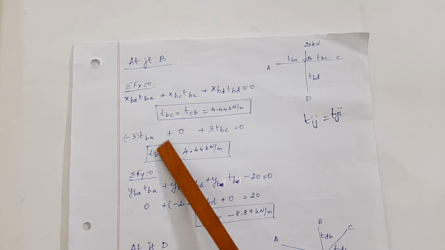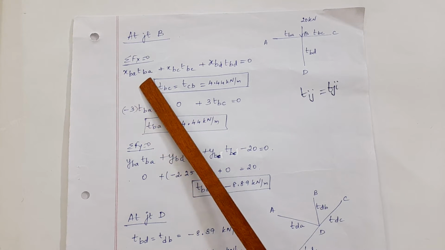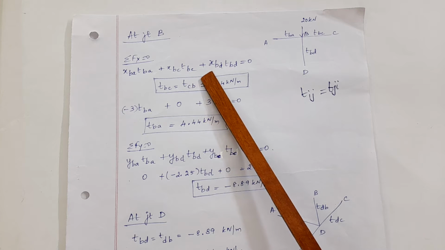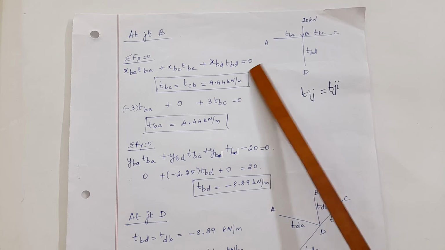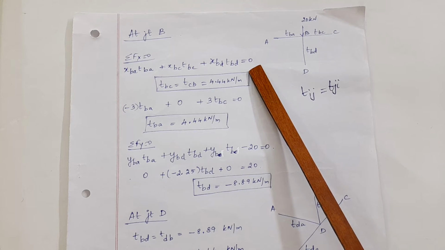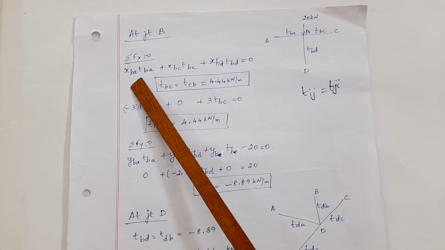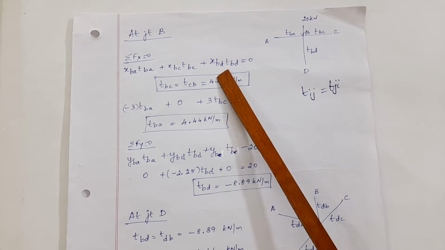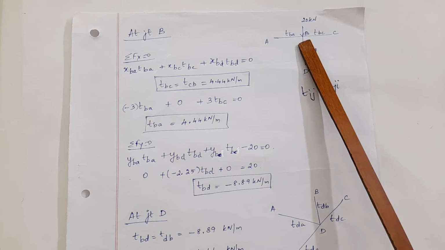I have two equilibrium equations, sigma Fx equal to 0, sigma Fy equal to 0. Summation of all the x coordinates into the tension coefficients of all the members meeting at the joint, and if any horizontal force or reaction at joint B has to be taken. So I write x into T for each member. There is no horizontal loading or reaction, so it is equated to 0.